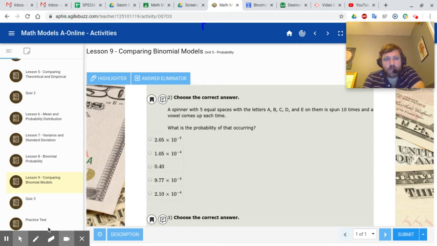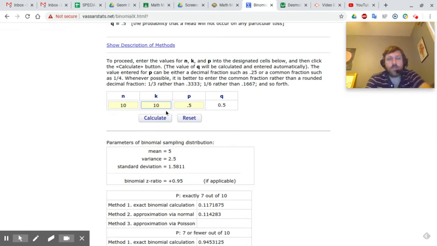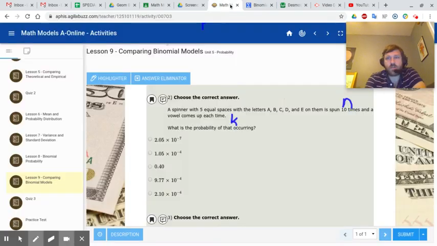So again, we have a spinner with 5 equal spaces, A, B, C, D, and E. It's spun 10 times. That's going to be N. And a vowel comes up each time. Oh, so all 10 is going to be a success. So we're going to have 10 and do that. Let me go ahead and enter that in. Let's just do 10 and 10. And then let's talk through what the probability is.